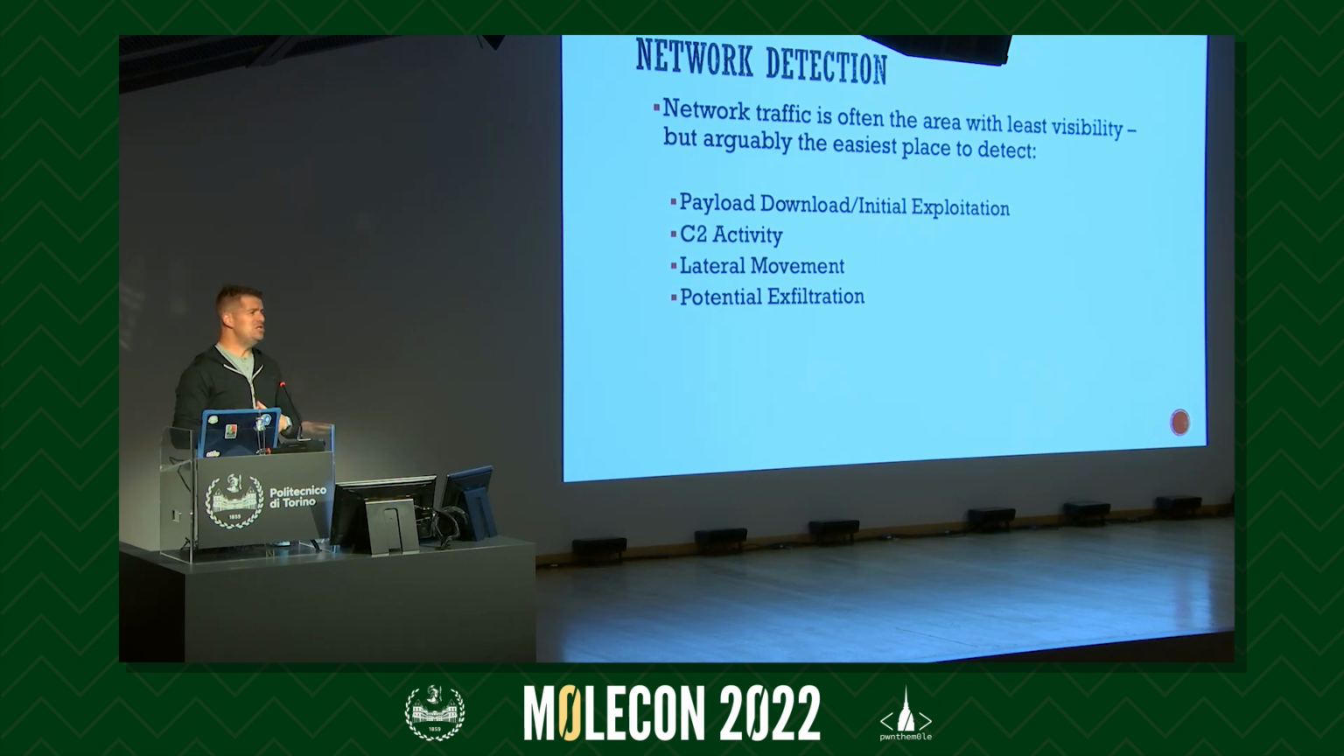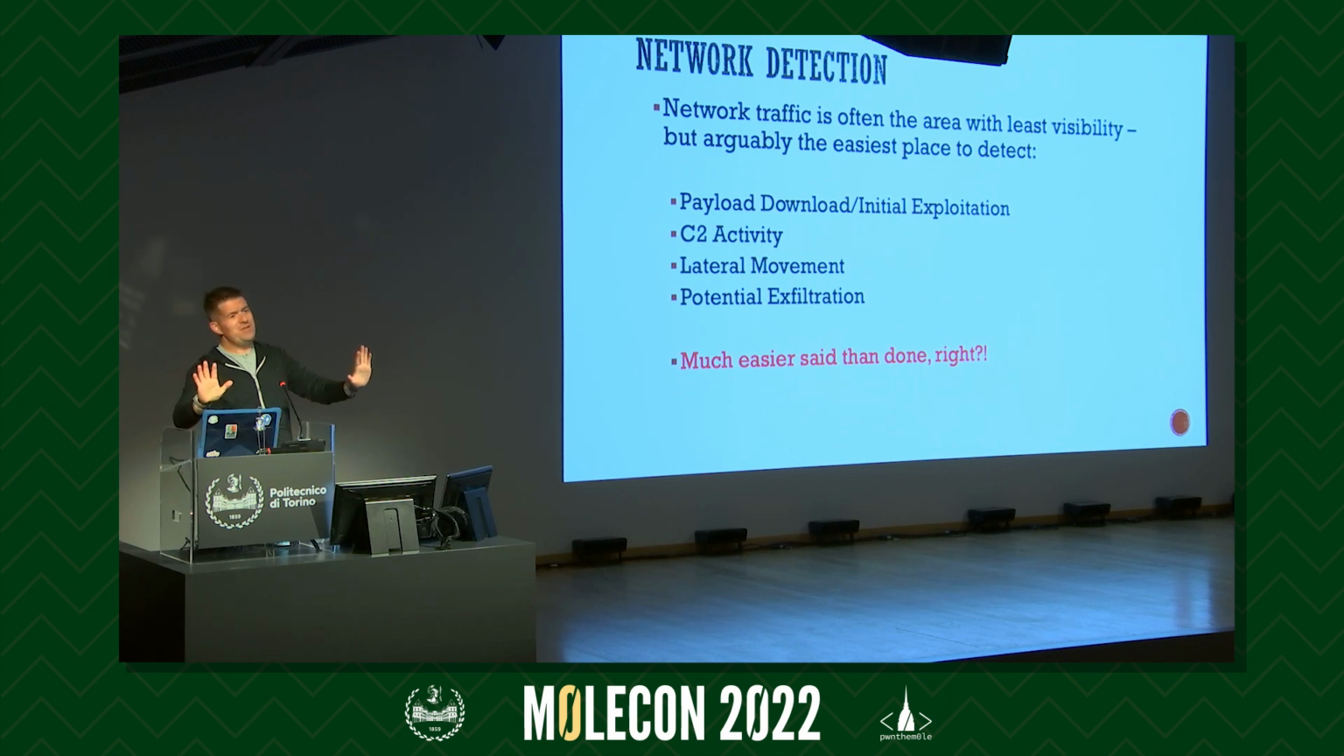A C2 is useless if it cannot beacon back home. So my network traffic is going to involve things like initial exploitation, payload download, C2 comms, and any lateral movement is going to happen over the network, so we hope. Potential exfiltration. The entire gamut of the attacker-adversary lifecycle usually relies on network connectivity. I cannot have initial access and data exfiltration if I don't have a way to connect to that particular network. But this is, of course, much easier said than done.